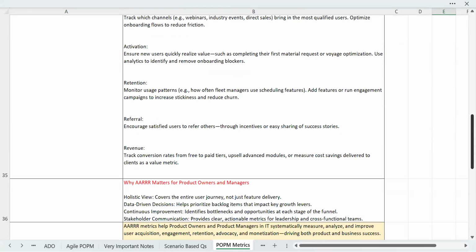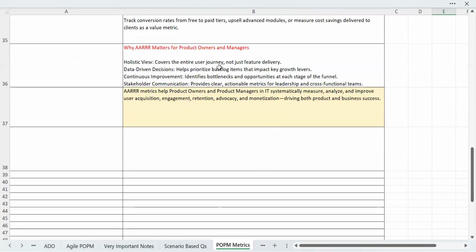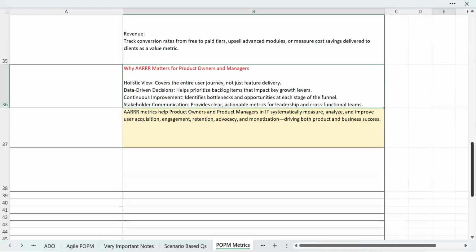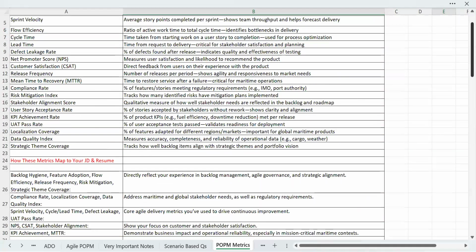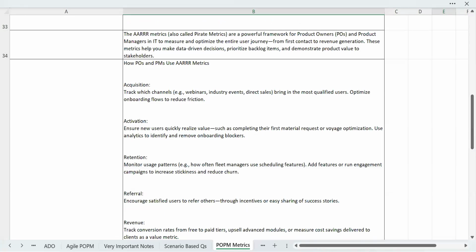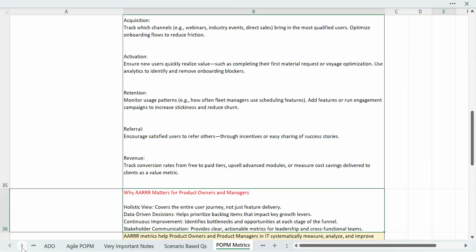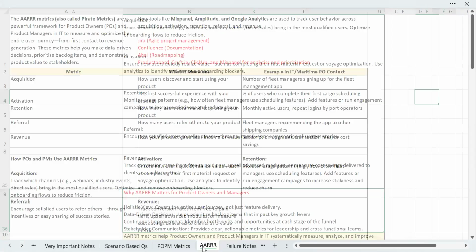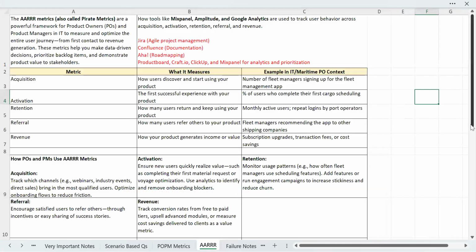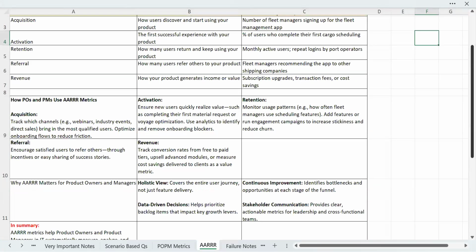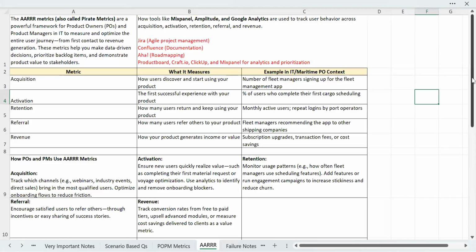Okay, so I have given some examples and your AARRR metric, right? All these things I have put over here. By the way, AARRR means acquisition, activation, retention, referral, and revenue. Okay, now just to optimize the time, if you go here in this sheet, I have given a detailed explanation on AARRR. These metrics are also called pirate metrics.